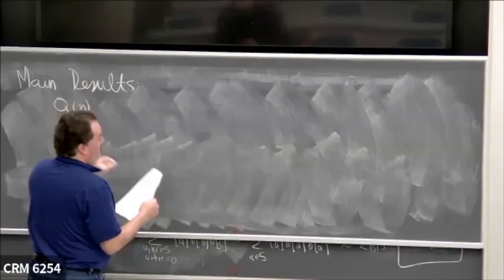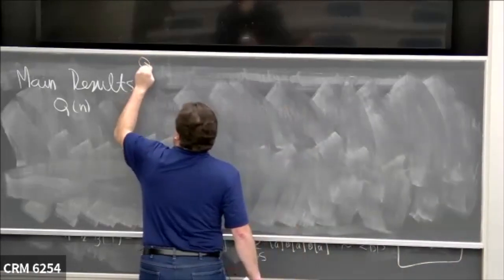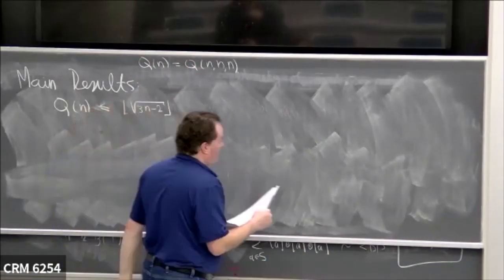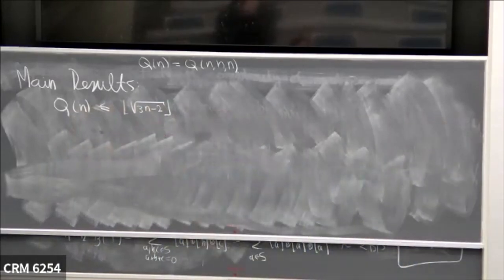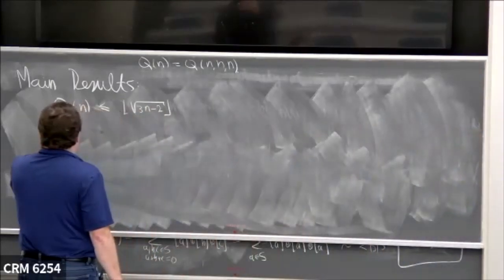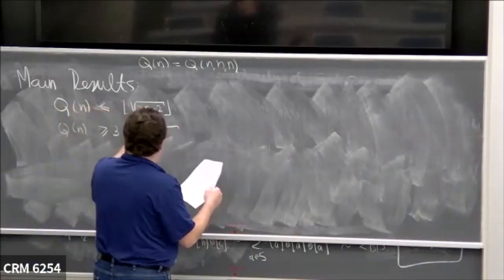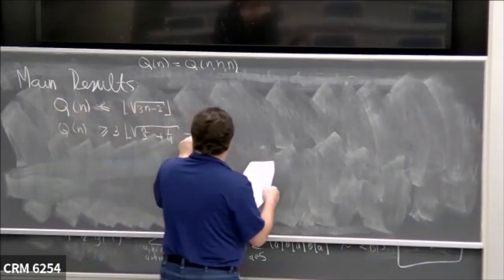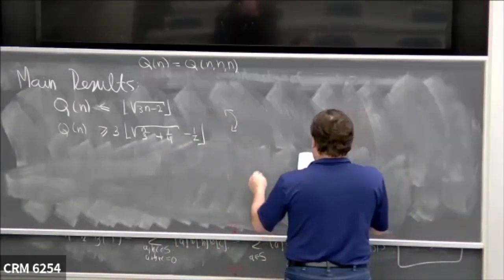So here are the main results. Oh yeah, did I say this? This Q_n is just short for Q(n,n,n). So here we have an upper bound. It's basically square root of 3n, whereas before it was n to the power 2/3. So that's an asymptotic improvement. And we also have lower bounds, which are slightly worse, but not much: n over 3 plus 1/4 minus a half.